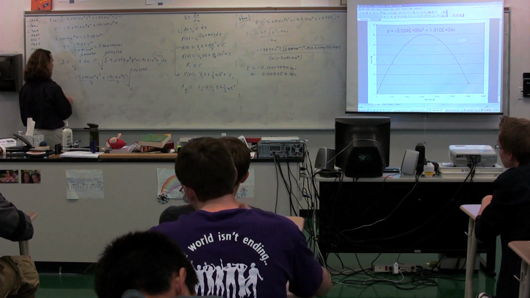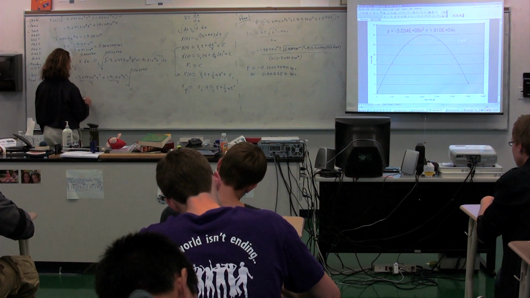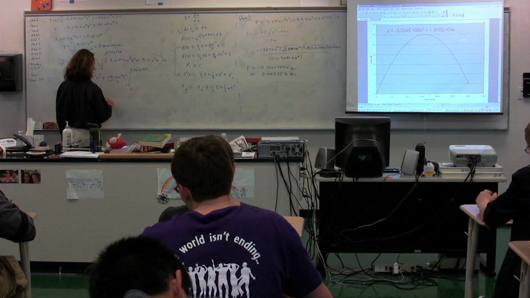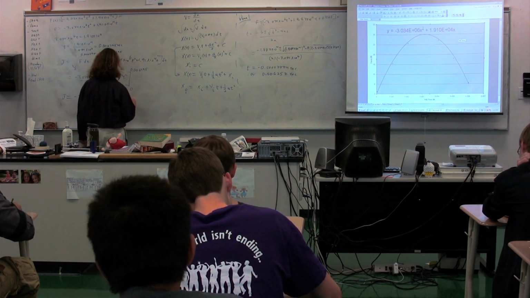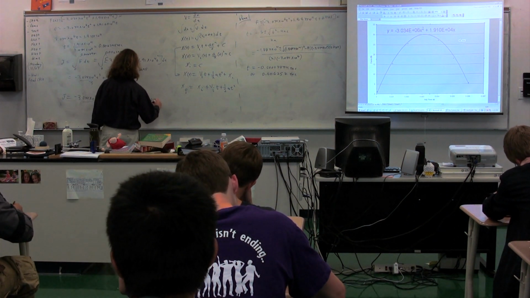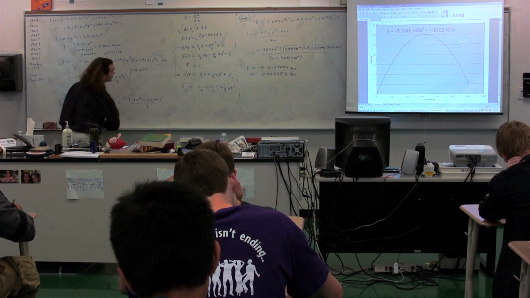So the impulse is equal to, we'll just plug in the numbers here, negative 3.034 times 10 to the 6th times 0.006295 cubed divided by 3, plus 1.91 times 10 to the 4th times 0.006295 squared divided by 2. The impulse equals.